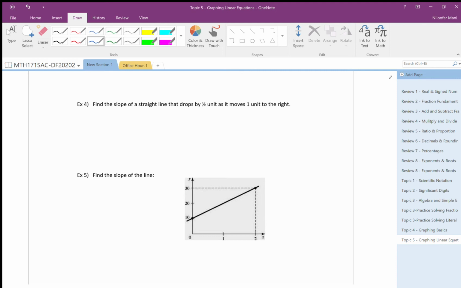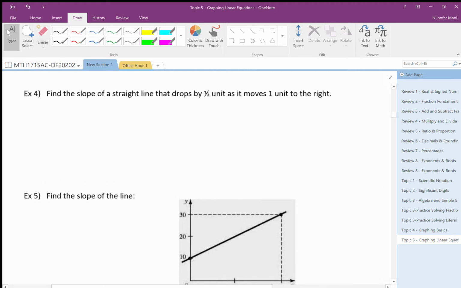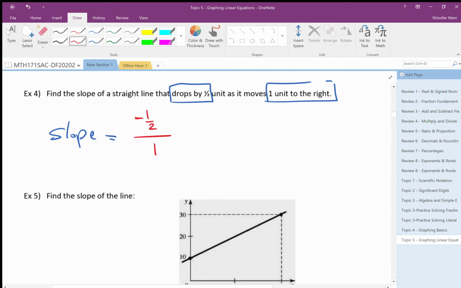Okay, so this means, maybe I have to zoom in. Drops here, and right here. So the slope is -1/2 divided by 1. The reason it is negative is because it says drops, like coming down, or reducing. So it drops 1/2 as we move to the right.